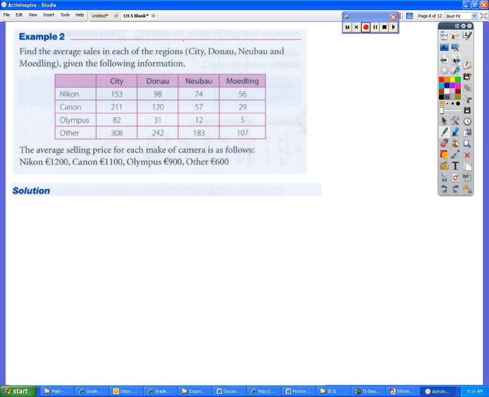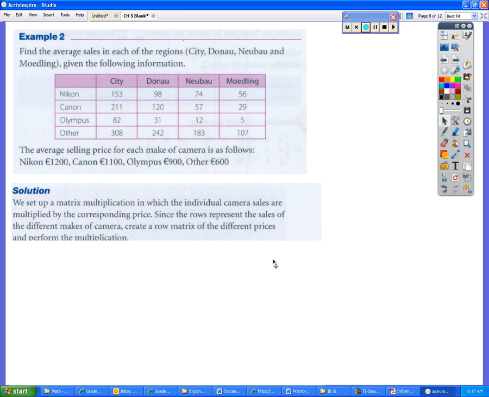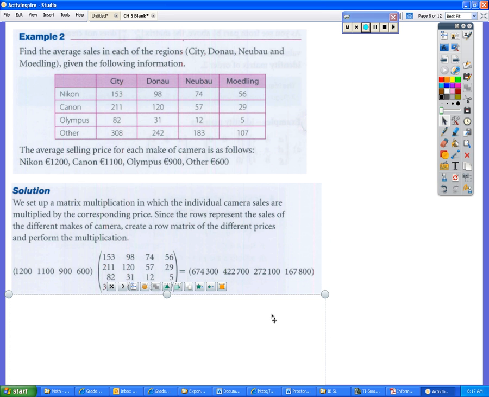Let's see. So example 2 says the average sales of a region are given, and the average selling price of each of the cameras is given. They want to know, find the average sales in each of the regions. So given how many I have, I want to find how much money total each region has. I think I actually saved the solution here. We're going to do this by matrix multiplication because you do know that the amount multiplied by the price should give us the total. So there's your matrix multiplication.